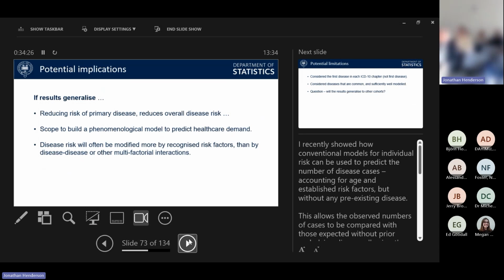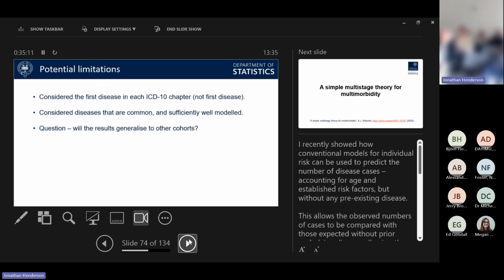So if these results generalize, then first of all, we get this important result that reducing the risk of primary disease reduces the overall disease risk. So that's basically saying these conventional epidemiological studies are worth doing. There's scope to build a phenomenological model to predict demands on healthcare, because you can get an estimate for how much the actual number of cases is expected to be above what you predict. And disease risk will often be modified more by these recognized risk factors that we already know and understand than by these very complicated disease or multifactorial interactions involving medication and treatments, which is encouraging.